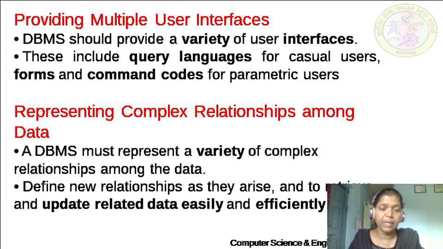So a DBMS must represent a variety of complex relationships among the data. What is that? I am updating my data, and that data should again be related and represented everywhere. It may be distributed across thousands or hundreds of users, yet it should be reflected, and that update is related to the data easily and efficiently.